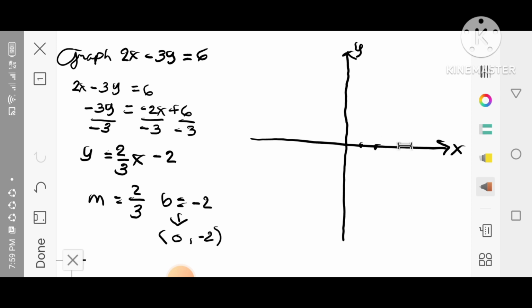Okay, so let us put some scales. So maybe, again 4 lines would be enough. Okay, so let us now plot the point (0, negative 2). So this is the point (0, negative 2). And slope of 2/3 means we're gonna rise 2 units up and we're gonna run 3 units to the right. Okay, so dito po babagsak yung ating point. And then we connect those 2 points and that would be it. Ganun lang po siya kadali. Okay?